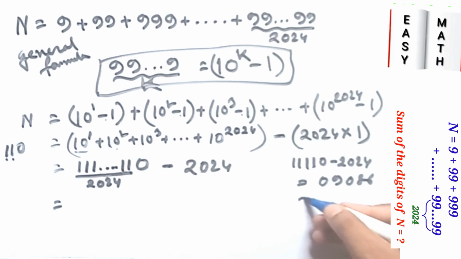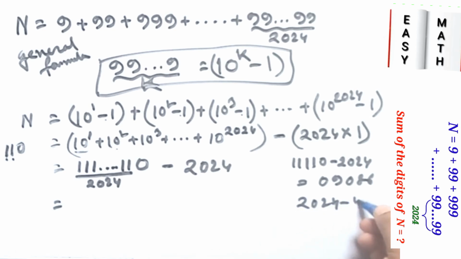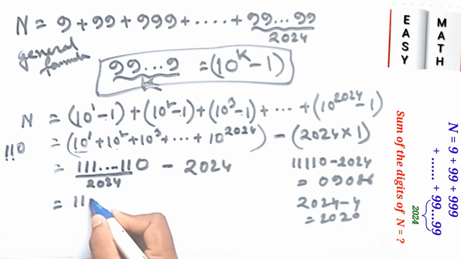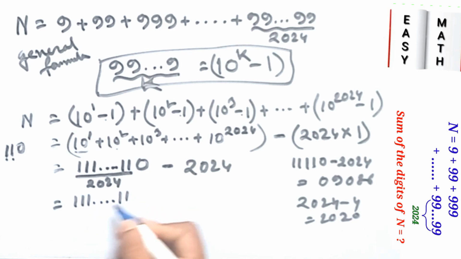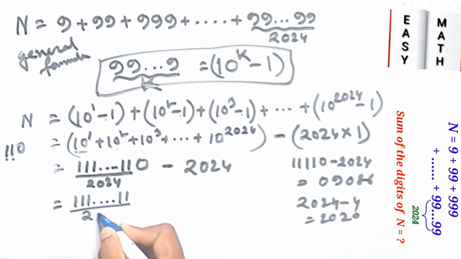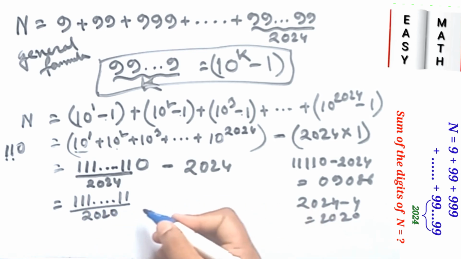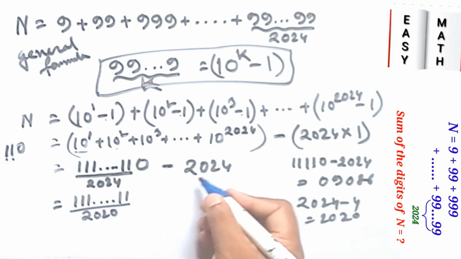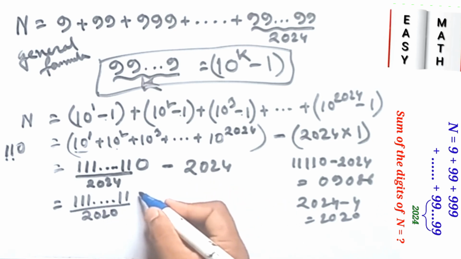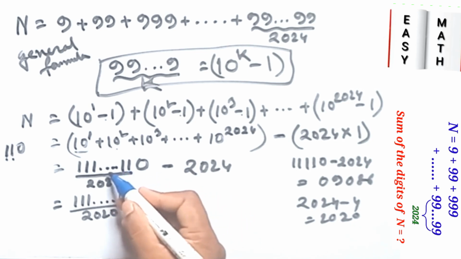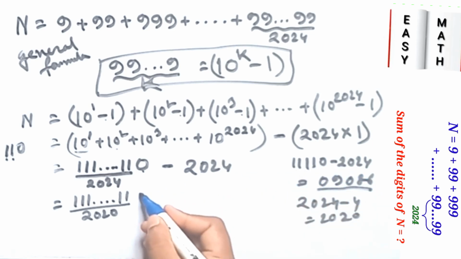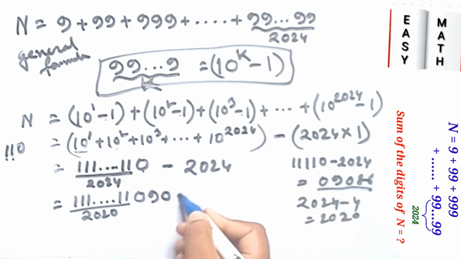So 24 minus 4 is 22. So there is the 1, and the digits are 2020, and this is the 4 and 0. So this is the value of this. So the value is 9086.